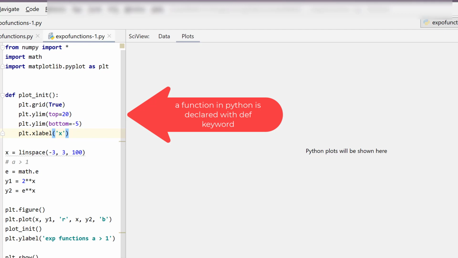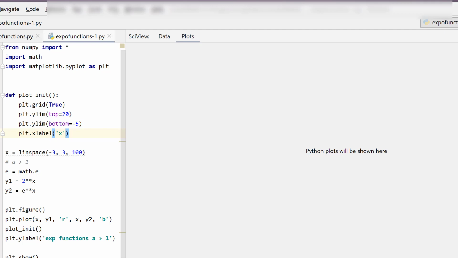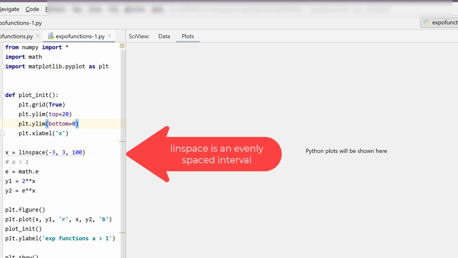I set a y limit of 20 in the top direction, and on the bottom I set -5. Actually, I'll change that to 0 to coincide with what we had earlier in our table. Then I define the x label, just x. Then I set an x variable here, linspace from -3 to 3 and 100.